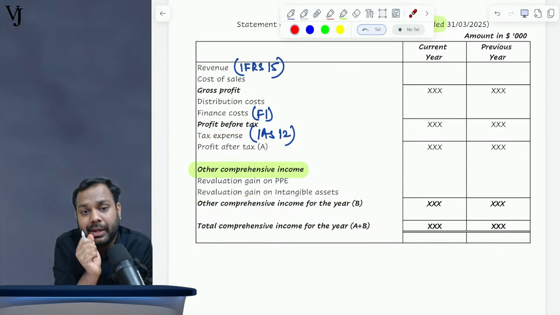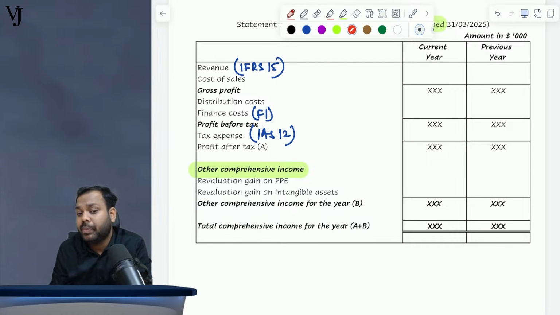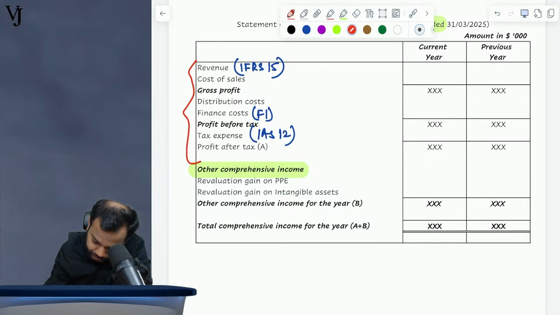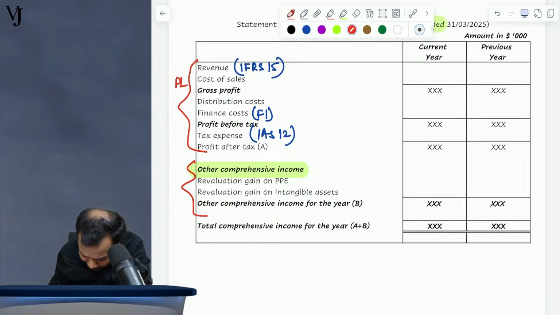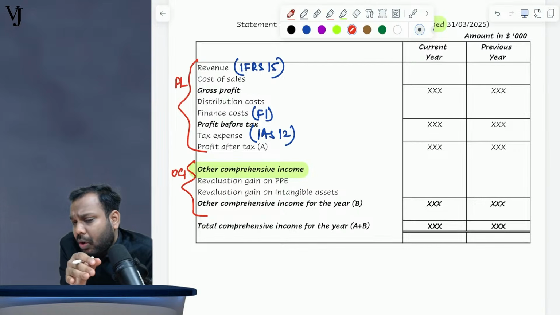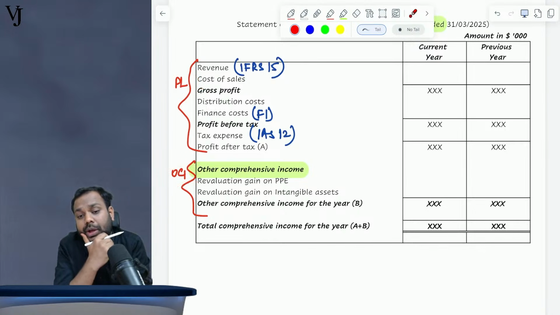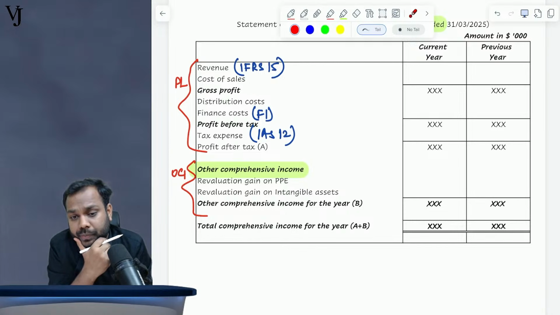But now understand, my dear friends, there arises a challenge. The profit and loss statement is divided into two parts. One is called PL and another is called OCI. How will we get to know which income or which expense we have to recognize in other comprehensive income and which income or expense we have to recognize in P&L? How exactly will we get to know?